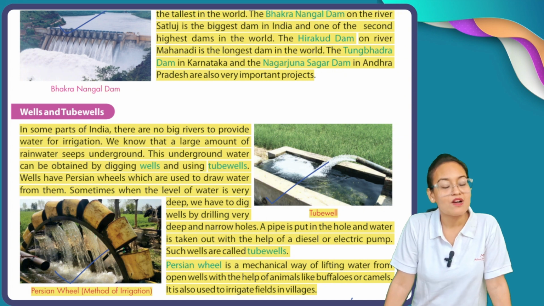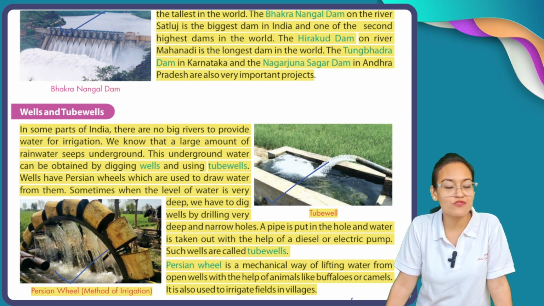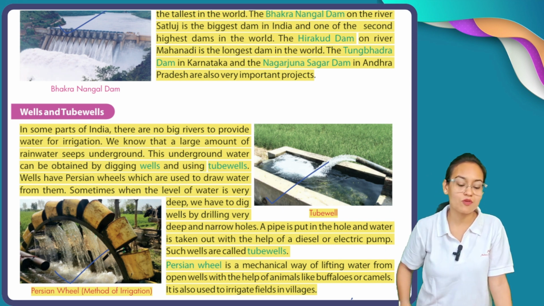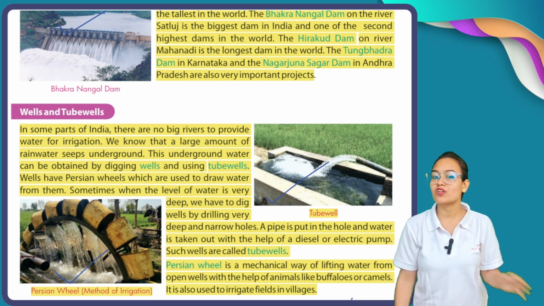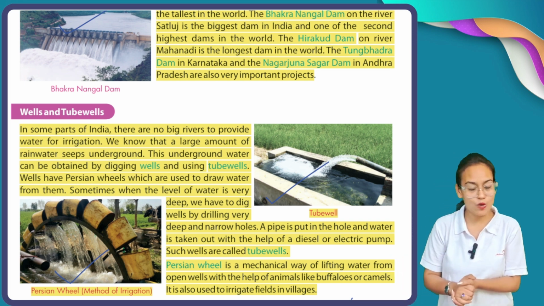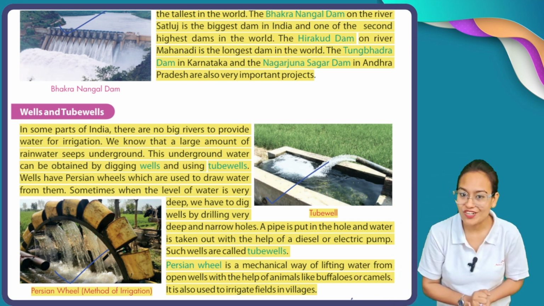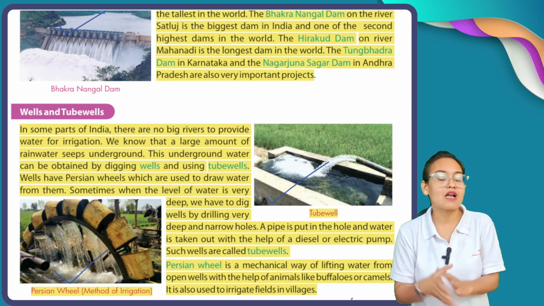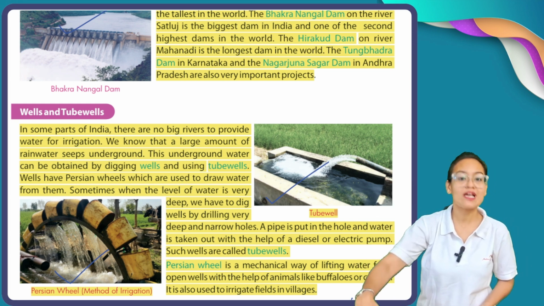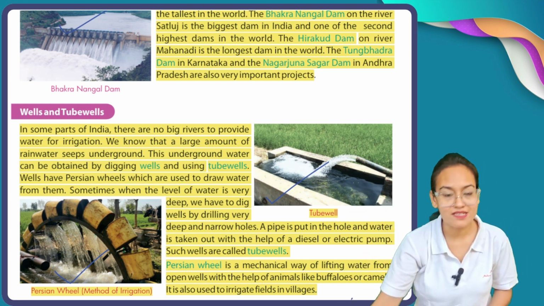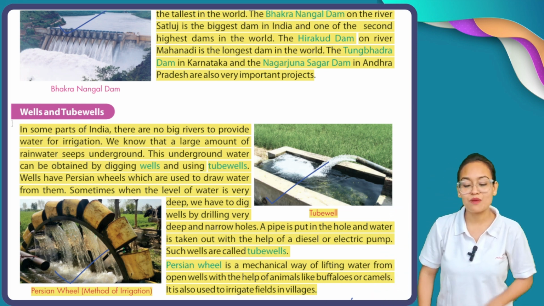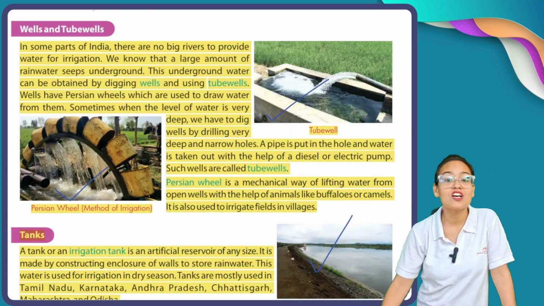So you know what wells mean? You can see here, this is your Persian wheel. The Persian wheel is the method which is used to extract the water from the wells. Sometimes when the level of water decreases, meaning our groundwater level is depleted due to the excessive extraction of water, we need to dig a very deep hole. To extract the water from that deep hole, we need an electric pump. So that electric pump is called your tube well.